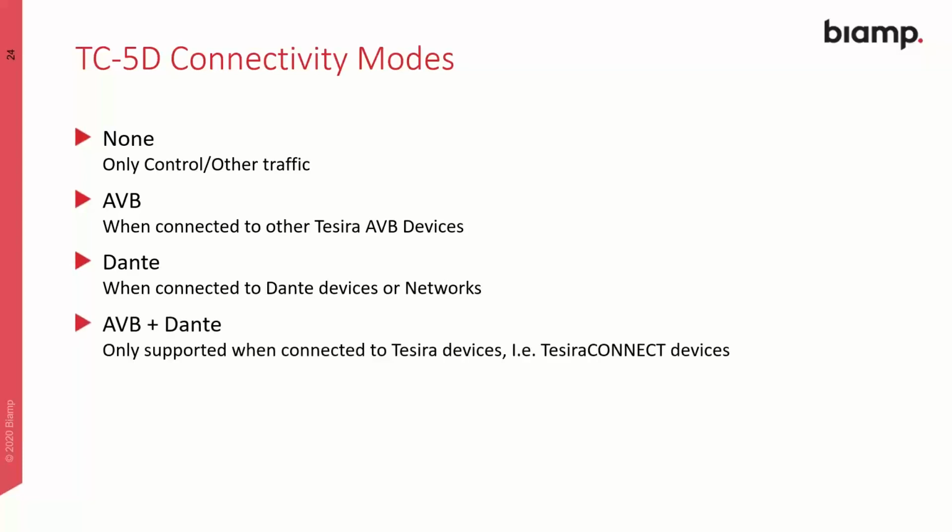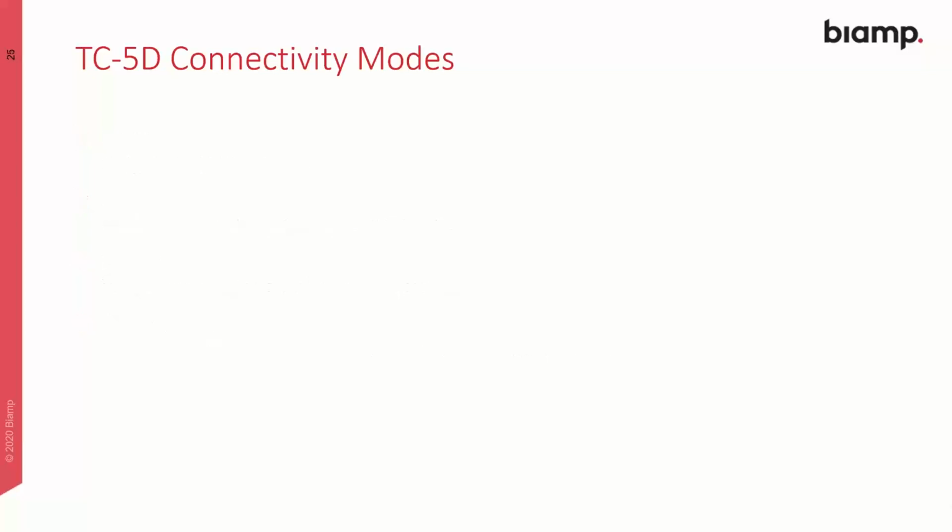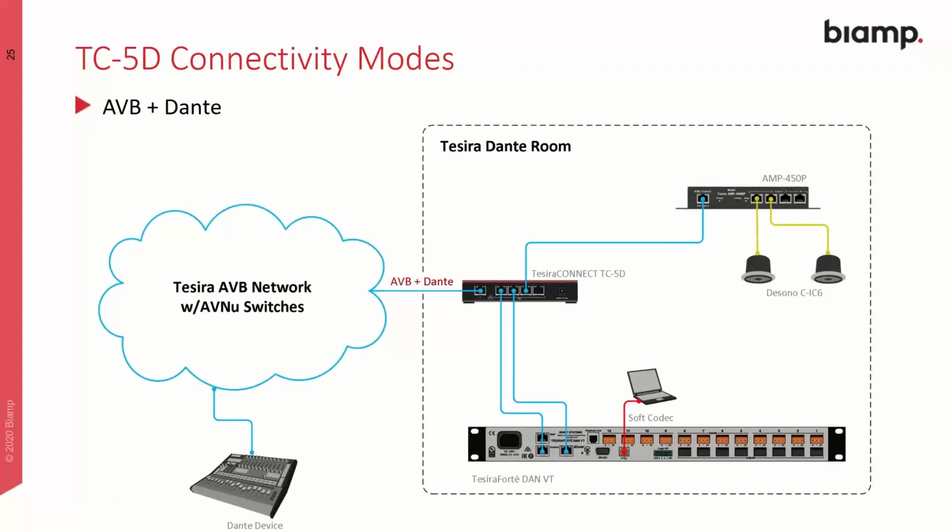AVB and Dante is only supported, as I mentioned earlier, when connected to Tesira devices, i.e. TesiraCONNECT devices, so a TC5 or a TC5D. Again, this is because the AVB and Dante traffic will compete for similar resources on the network, and this is something that we can only control when we understand and control all the devices at each end of that link. So let's explore that AVB and Dante connectivity mode just a little bit further.